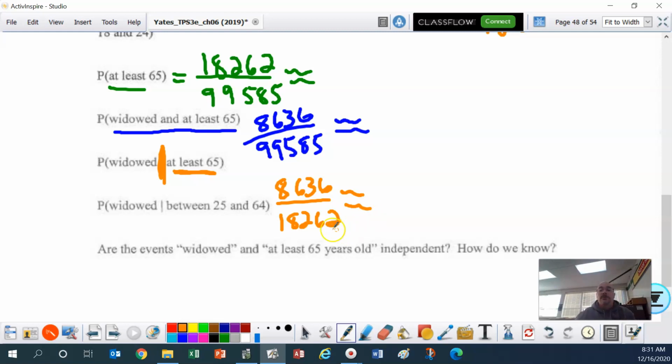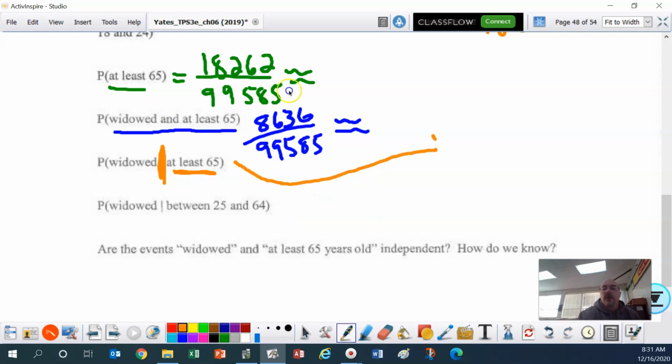Whoops, sorry, I wrote that in the wrong spot. Let me back that up. I didn't leave myself much room, so I'm going to draw an arrow and put the 8,636 divided by the 18,262 here.